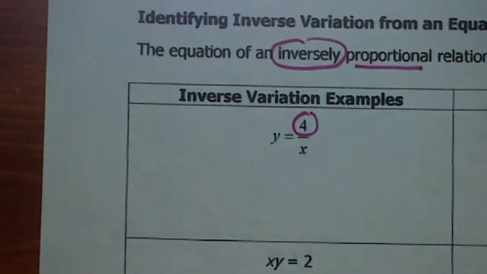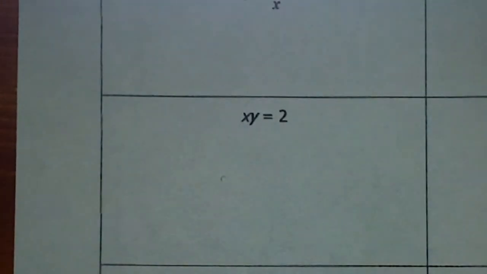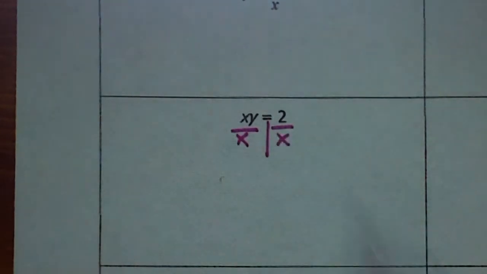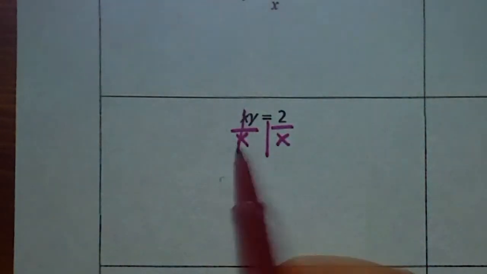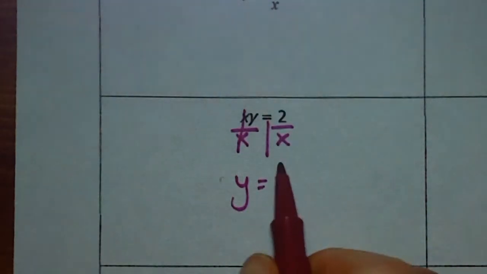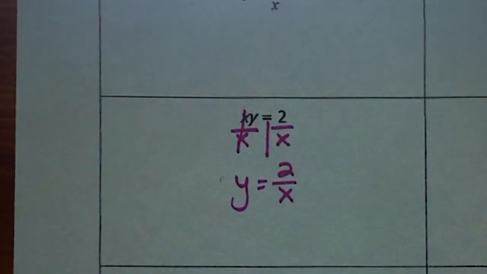In this next one, x times y equals 2. Before you can determine this, you need to have it solved for y. So, divide by x. X divided by x is 1. 1y is y. And we don't know what 2 divided by x is, so we just write it as 2 divided by x. So you see how this is y equals some number being divided by x? So yes, that is an example of inverse variation.